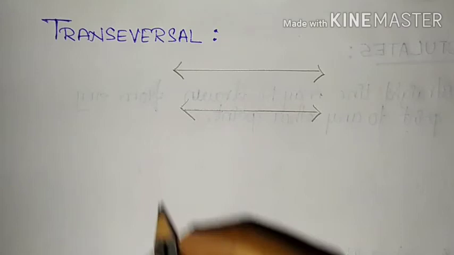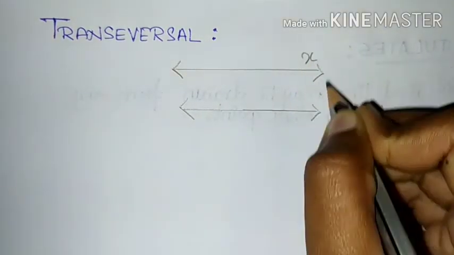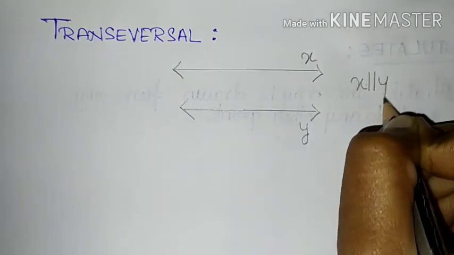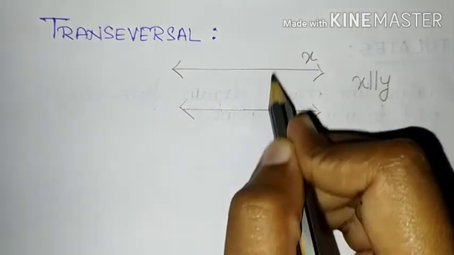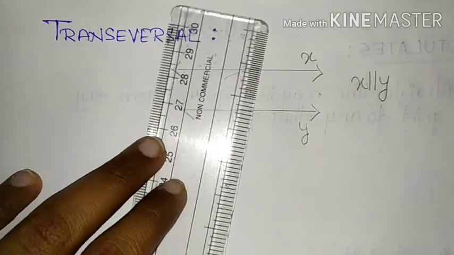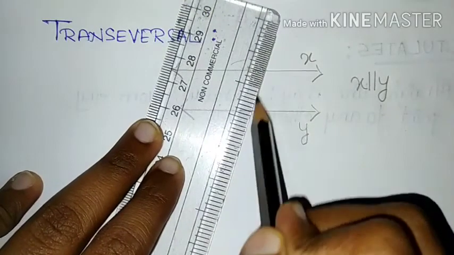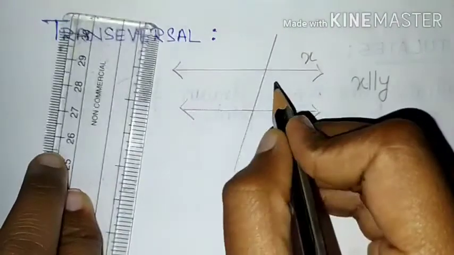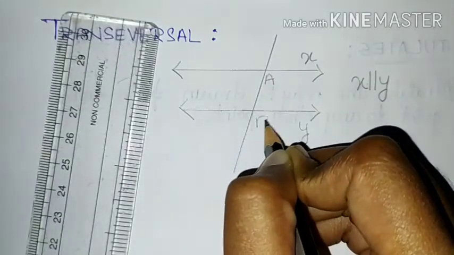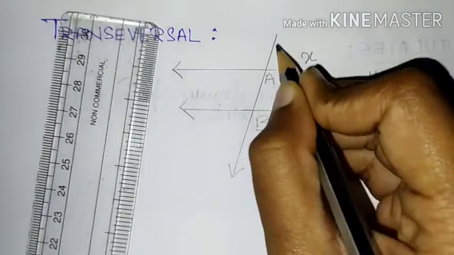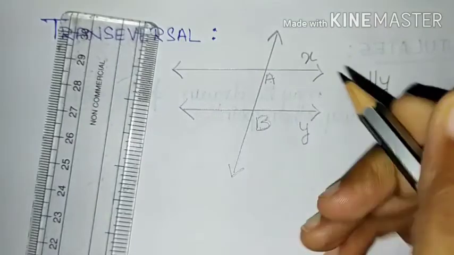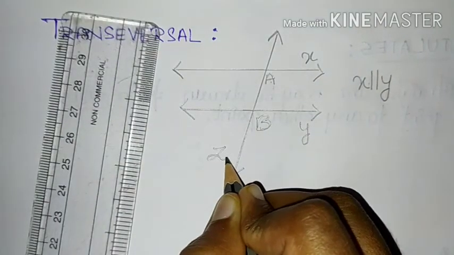Now consider two lines x and y, and x is parallel to y. They are parallel lines. The distance between them is the same. So now consider a third line which is intersecting the lines x and y, say at points A and B. The third line intersects our parallel lines at points A and B. Let this line be line Z.